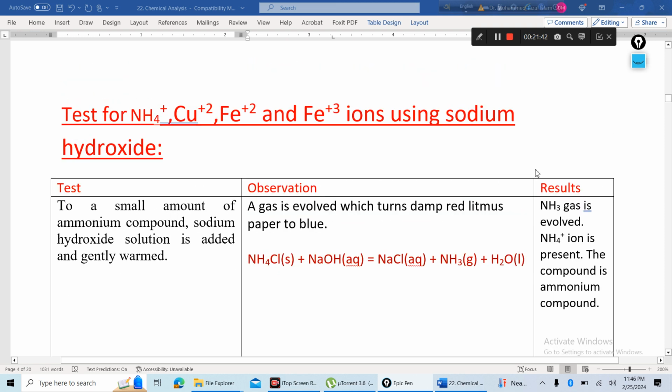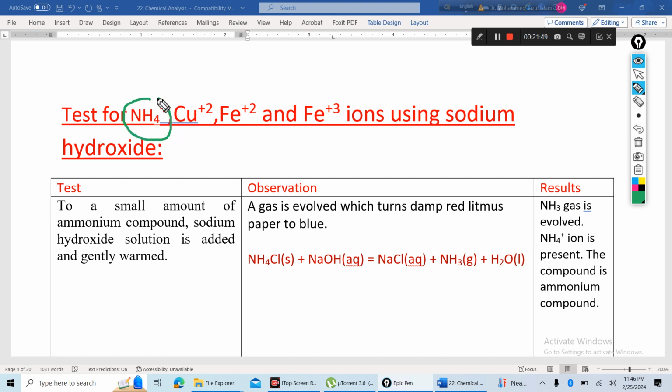So these are the 4 cations tested using sodium hydroxide. First, ammonium ion. To an ammonium compound, no solution is needed. Sodium hydroxide is added directly to the ammonium compound. Ammonia gas is produced, which turns damp red litmus paper blue. Then copper 2 ion, iron 2 ion, iron 3 ion: you will have to prepare a solution. How? By adding distilled water to the salt, it will dissolve and a solution will be made.